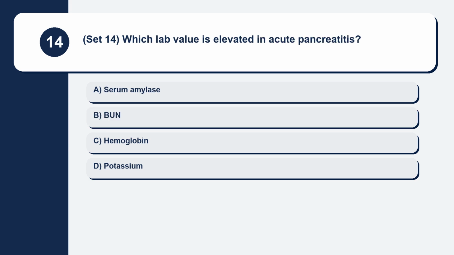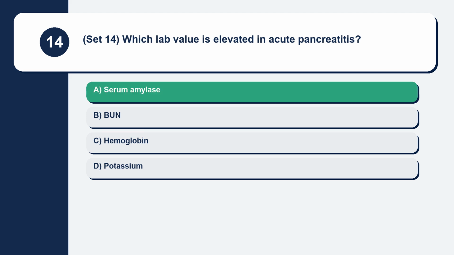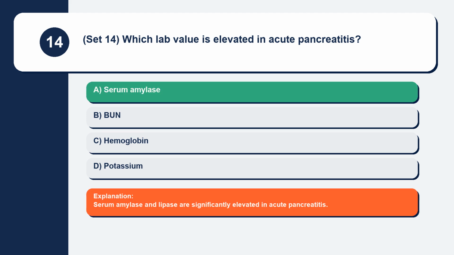Question 14. Set 14. Which lab value is elevated in acute pancreatitis? Serum amylase, BUN, hemoglobin, potassium. Serum amylase and lipase are significantly elevated in acute pancreatitis.